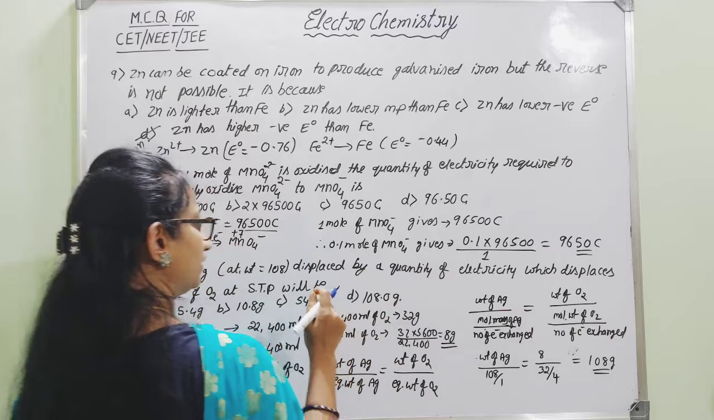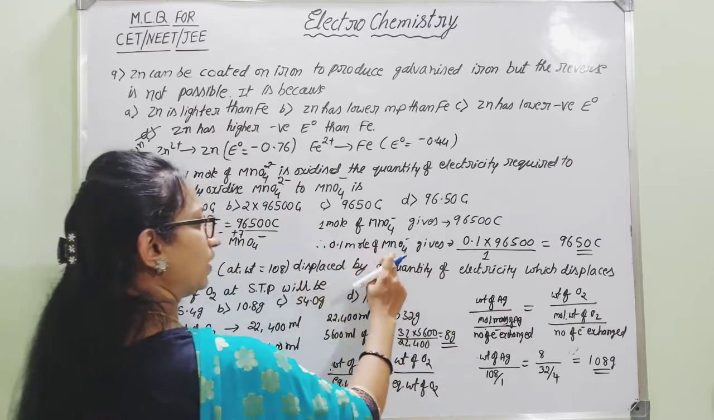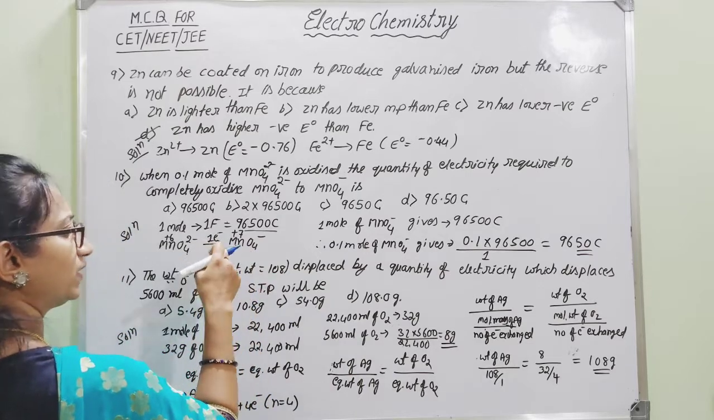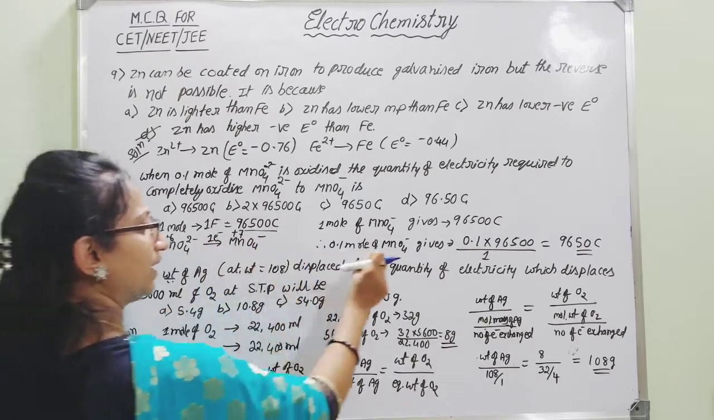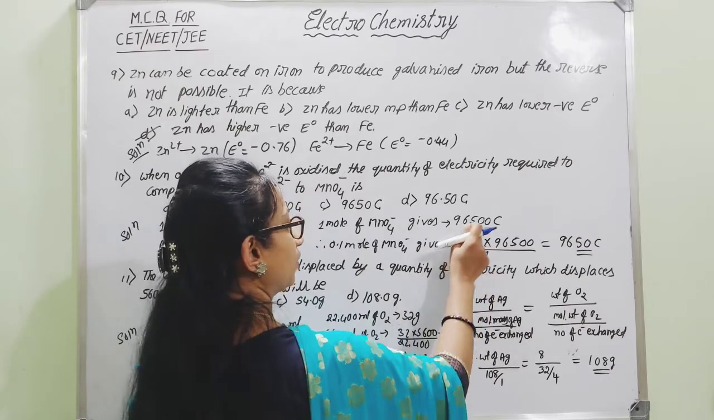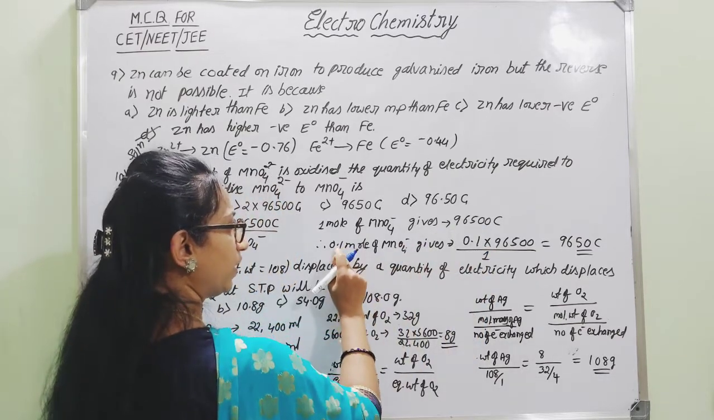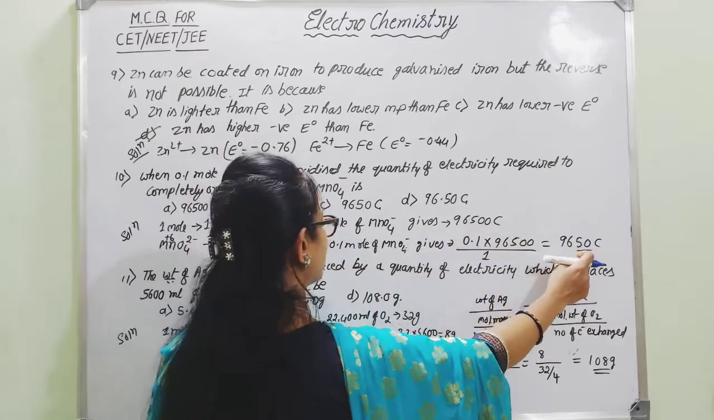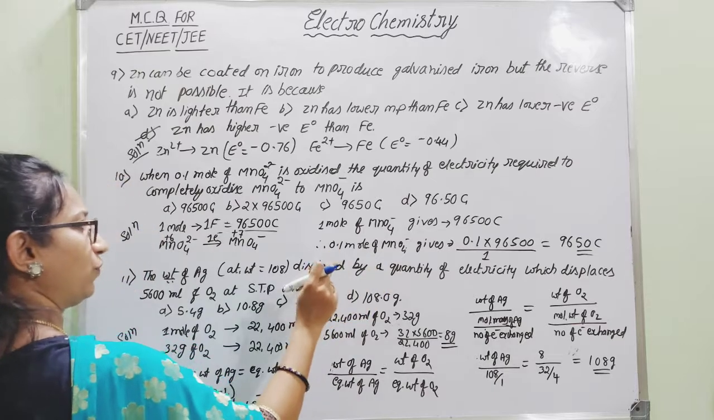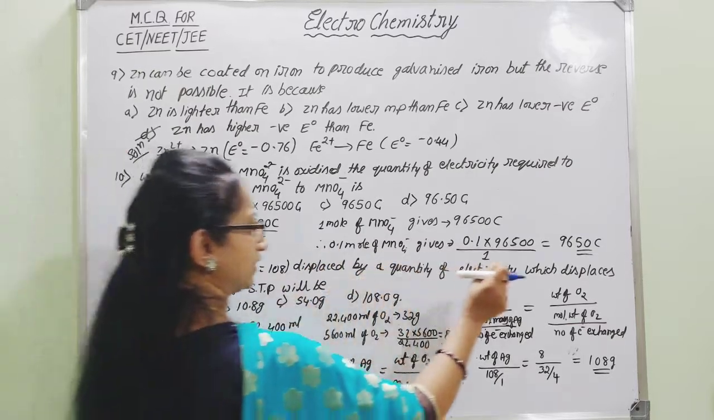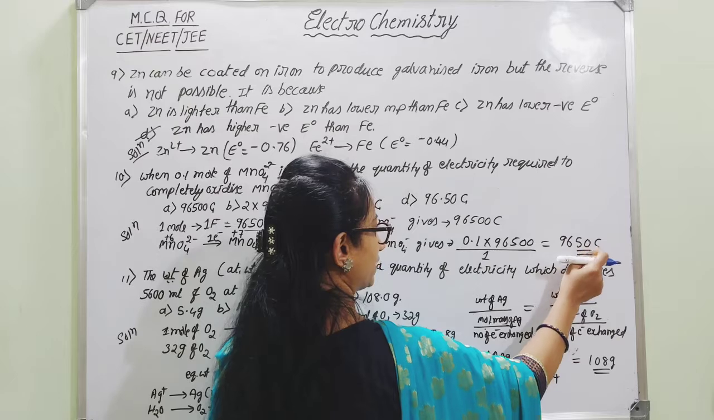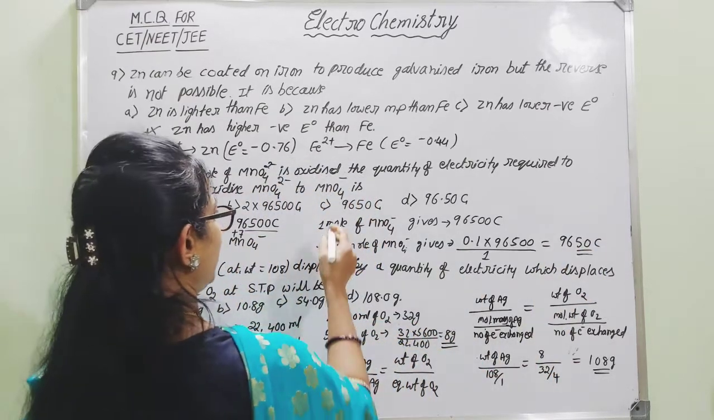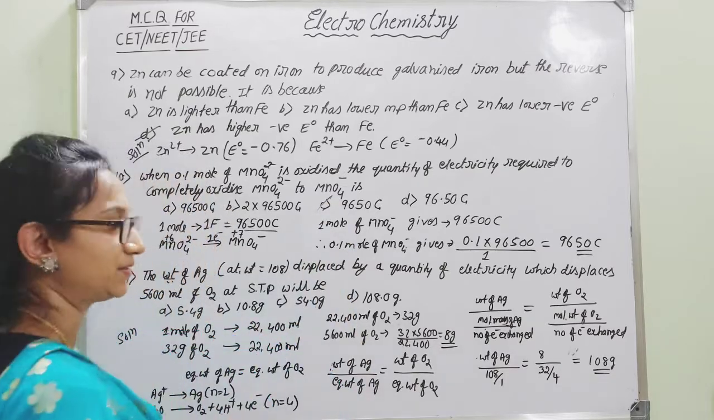96,500 coulombs. Therefore, when 0.1 mole of MnO4 2 minus converts to give MnO4 minus, cross multiply: 0.1 into 96,500 divided by 1. What is the answer? When 0.1 mole converts, how much electricity is involved? 9650 coulombs, 9650 coulombs. Therefore option C is the right answer.